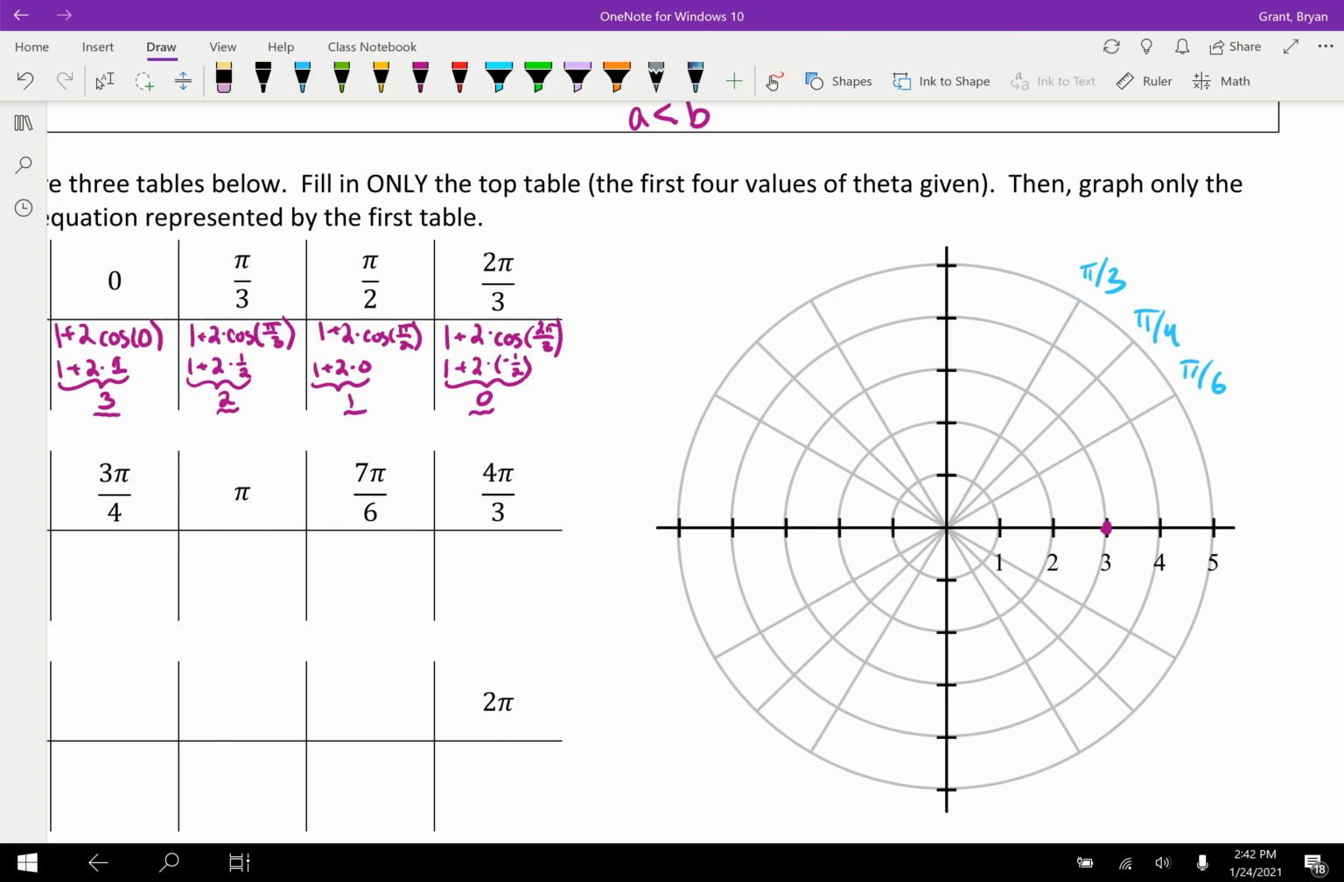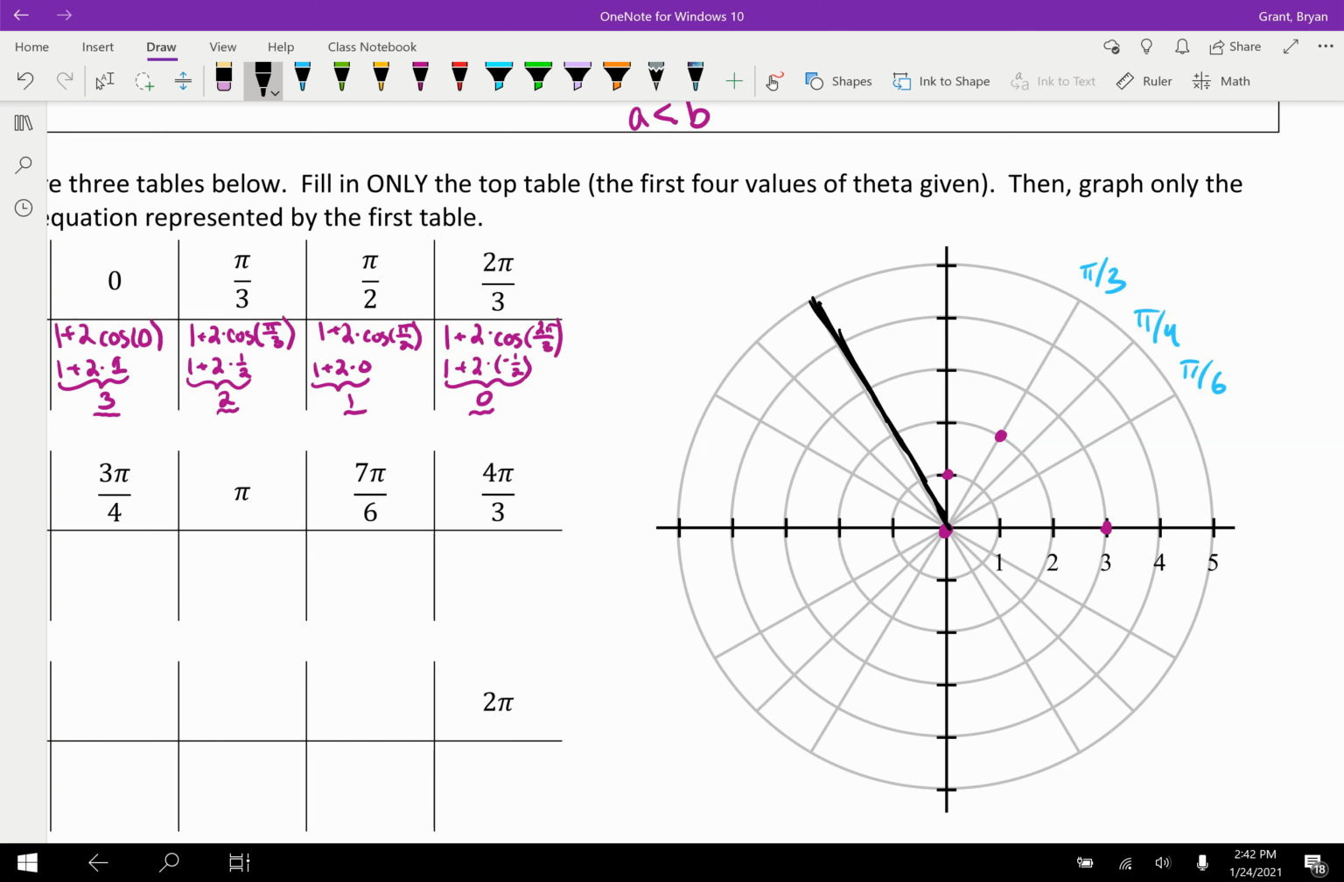Okay. And we're going to go ahead and plot at a rotation of pi over 3, a radius of 2, right here. And then we have pi over 2 rotating up here with a radius of 1. And last but not least, 2 pi over 3, that's this guy right here, which is a radius of 0. Now, I'm actually going to go ahead and do a darker line right here, so that we can see where we hit that radius of 0.